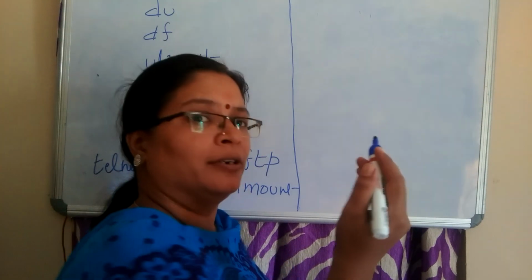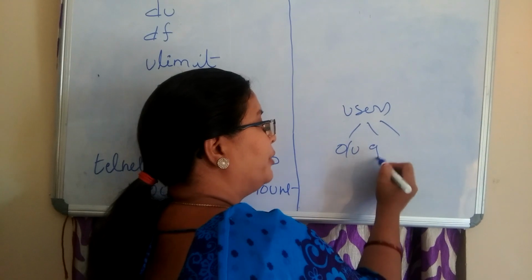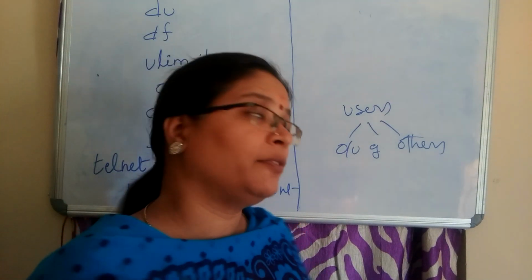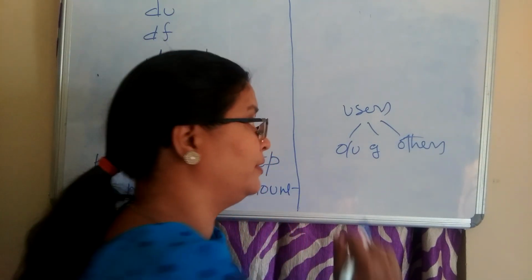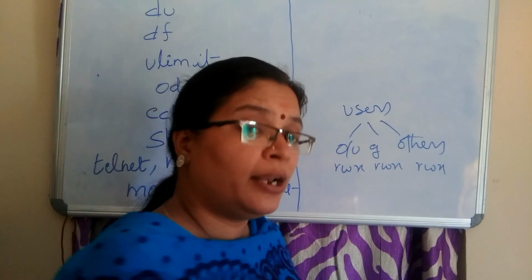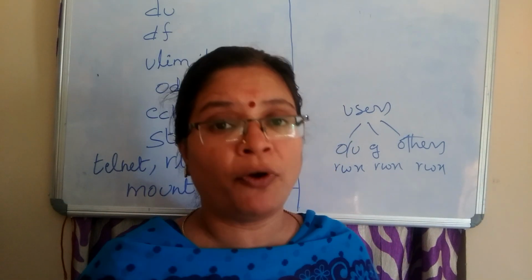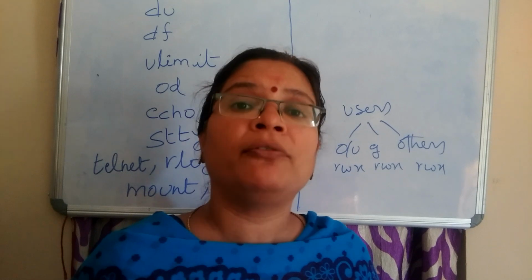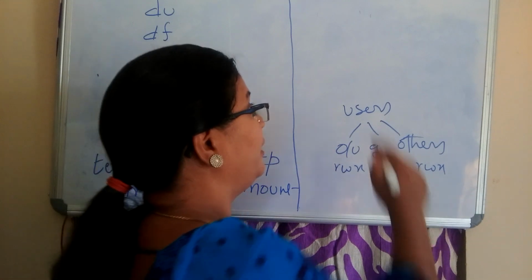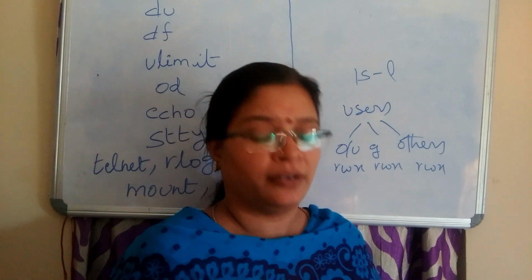How many types of users are there? The users are categorized into three types: owners (users), groups, and others. These three are the sets of users. For each set of users, you have three types of permissions: RWX, RWX, RWX. So a file, whether it is a directory file or a plain file, a text file or an executable file, can have nine permissions. The permissions can be viewed with the help of the command ls -l. All these things we discussed in our previous session.